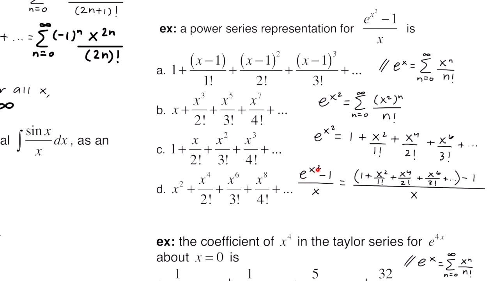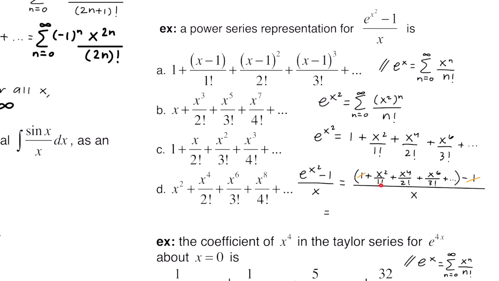So we have e to the x squared minus 1 all over x, and it equals... I took this whole thing and plugged it in for e to the x squared right here. Then we still have minus 1, and we still have divided by x. So you can see what happens is this 1 and this 1 cancel out, and then all of these terms, we're going to divide them by x.